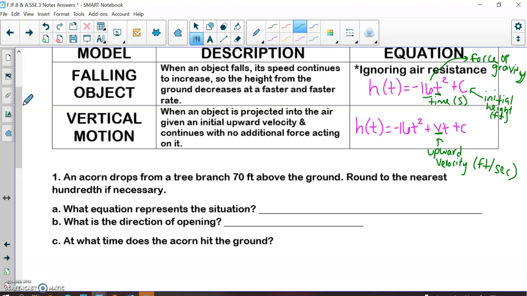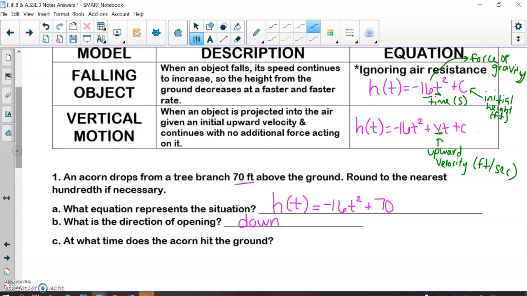Now, for this one, we're just taking our acorn, and it is just dropping, so there's no upward velocity. This is the falling object model. So my equation would be h of t is equal to a negative 16t squared plus my initial height. It started off at 70 feet. It says, what direction is this parabola opening? Well, since my a value is negative 16, it's a negative value. This is opening down.